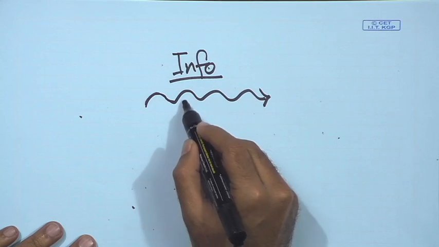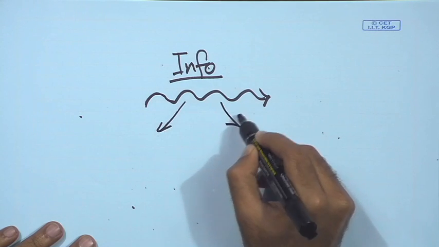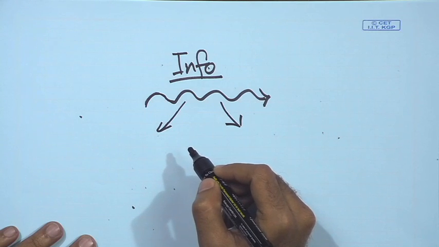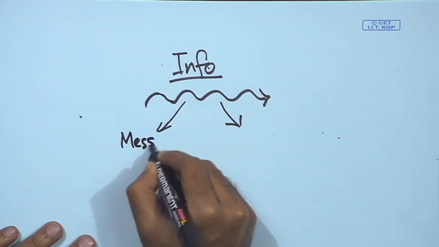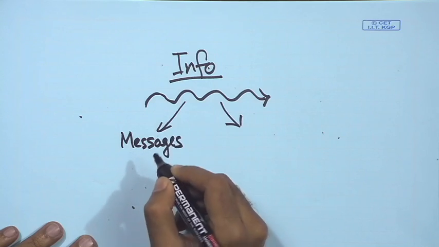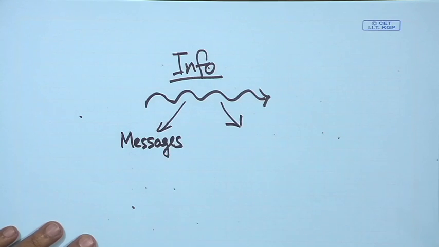So, if we see, there are two distinct channels or methods by which this happens. One is by formation of messages. So, messages are very common to human life, human practice.